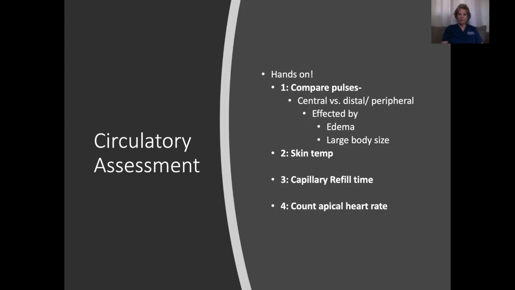If you can get to femoral and post-tibial or pedal pulses, compare those. If you can't get that far that quick, then at least do your brachial and radial pulses. And by touching them, you're going to notice if he has a weak central pulse and a distal pulse that's not palpable. Oftentimes those kids are hypotensive.